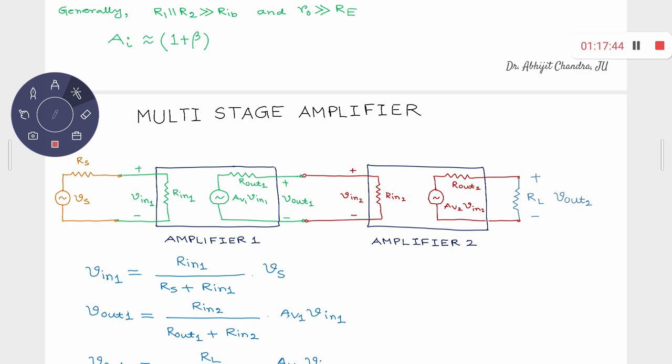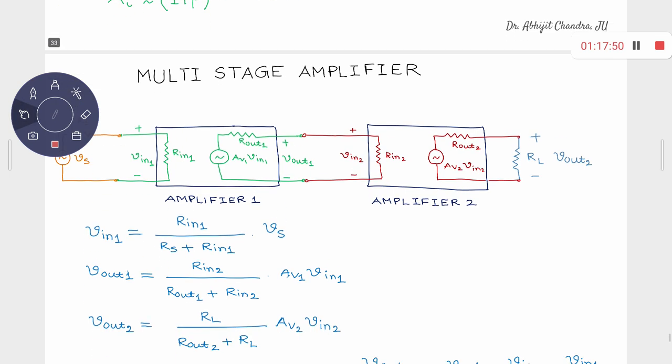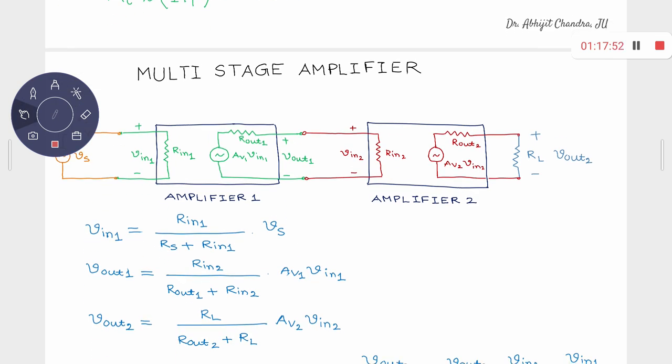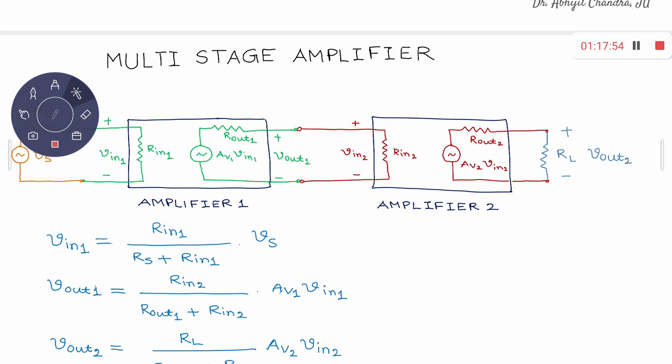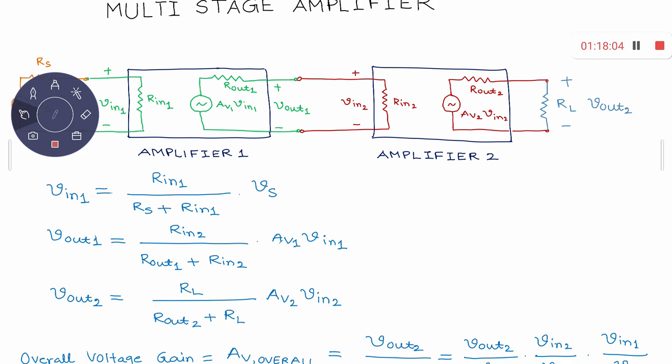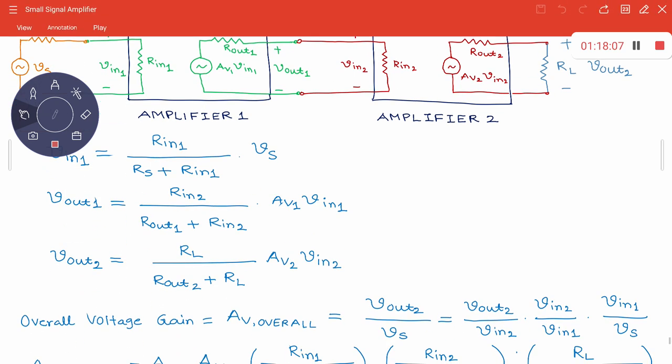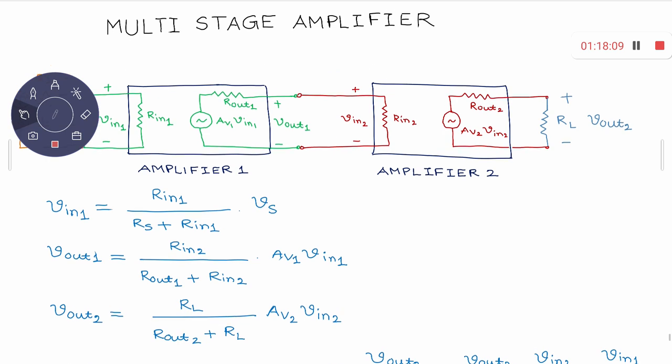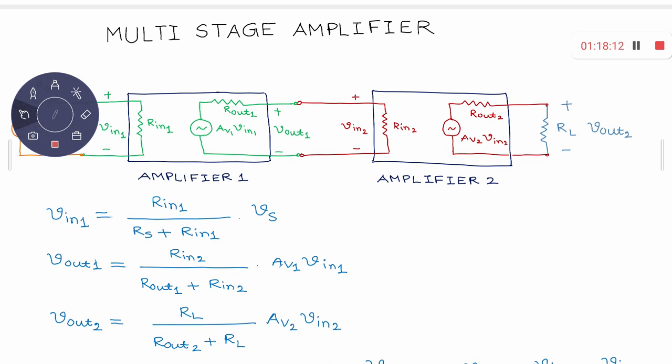That is the second stage of coupling, right? Then comes the final stage over there. Then Vout2 is equal to how much? Vout2 is equal to RL by Rout2 plus RL times AV2 times Vin2. Okay, so what is the gain? So overall voltage gain is Vout2 upon Vs. So Vout2 upon Vin2, Vin2 meaning Vout1, so Vout1 upon Vin1 and Vin1 upon Vs. The product of these three.